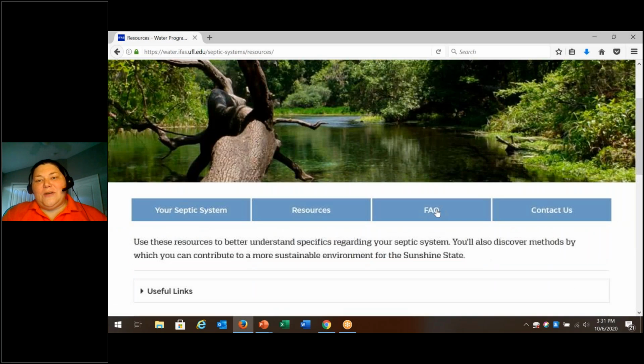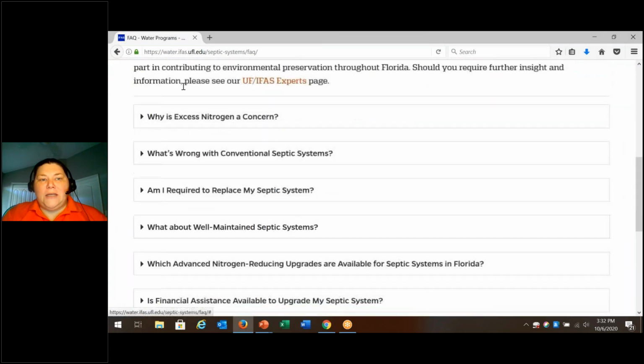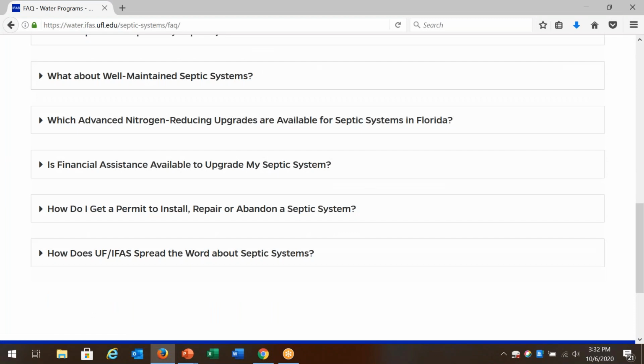But this just gives you an idea, and we have frequently asked questions as well. And you know, why is excessive nitrogen a concern? I really hope you'll take some time to explore the toolkit and how you might be able to use it in your program areas, but also how you can get it over to the public. And again, we thank you for having us.